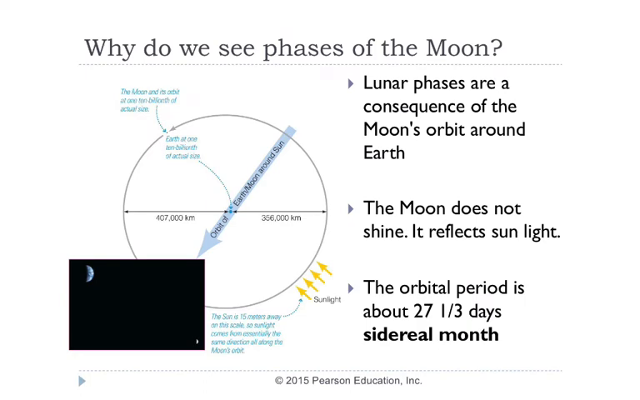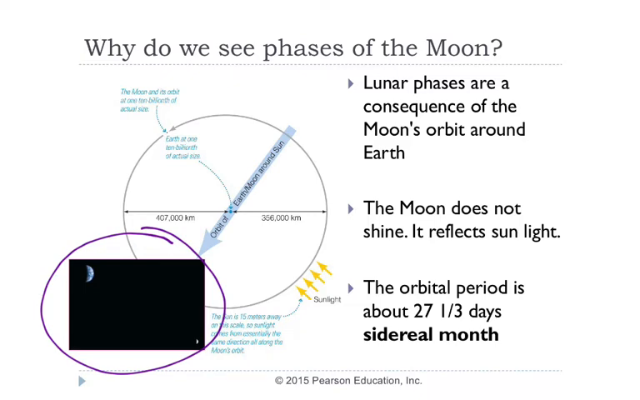So again, why do we see those phases? It has to do with the moon's orbit around the Earth. The orbital period is about 27 1/3 days, what we call a sidereal month, as we go all the way around. For example, in this image on the bottom, if the sunlight is coming in from this direction, then this side of the Earth is illuminated, and so is that side of the moon. The right side is there. So we're both just reflecting that light.